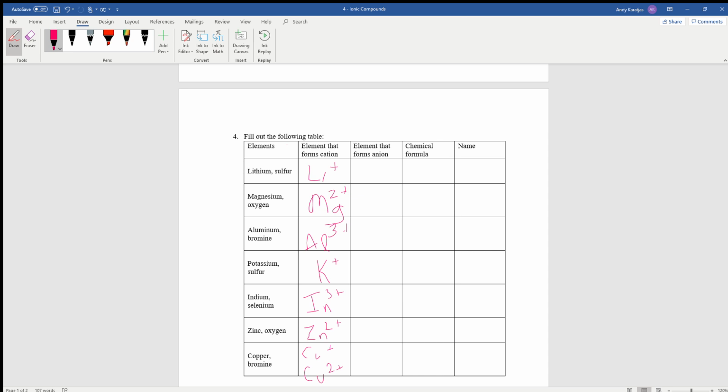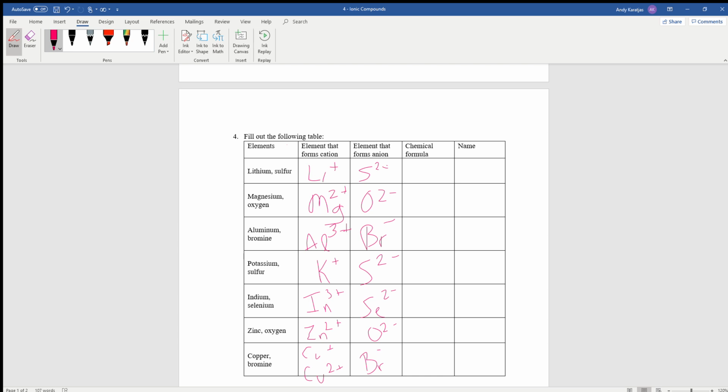So it's then all the nonmetals that form the anions. So sulfur 2 minus. And again, we're getting all of this just from the column they appear in on the periodic table. Oxygen, 2 minus. Bromine, -1. Sulfur, -2. Selenium, -2. Oxygen is -2. And bromine is -1.